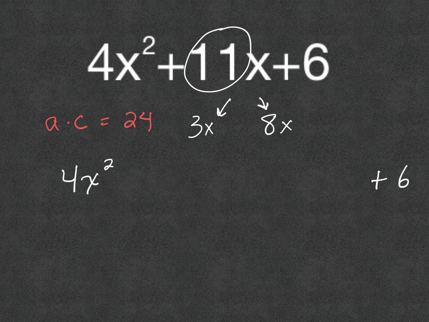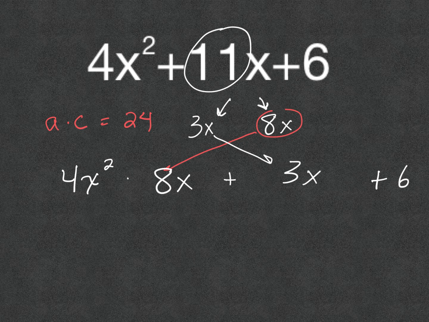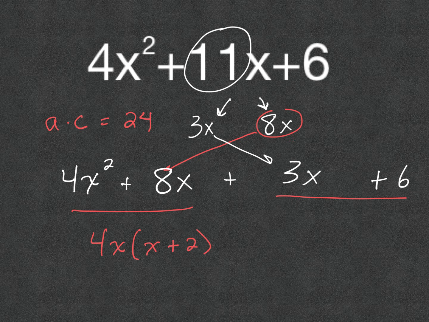Well, 3x, I guess we could put the 3x next to the 4x squared because we factor out an x, but I kind of like this 8x idea. Let's put that there. Let's put the 8x here, and let's put the 3x here. Okay, great. Now, can we factor something out of the first two terms? Yeah. We can factor out a 4x. We're going to get an x plus 2. Can we factor something out of 3x plus 6? Yes. We could factor out a 3, and we get x plus 2.